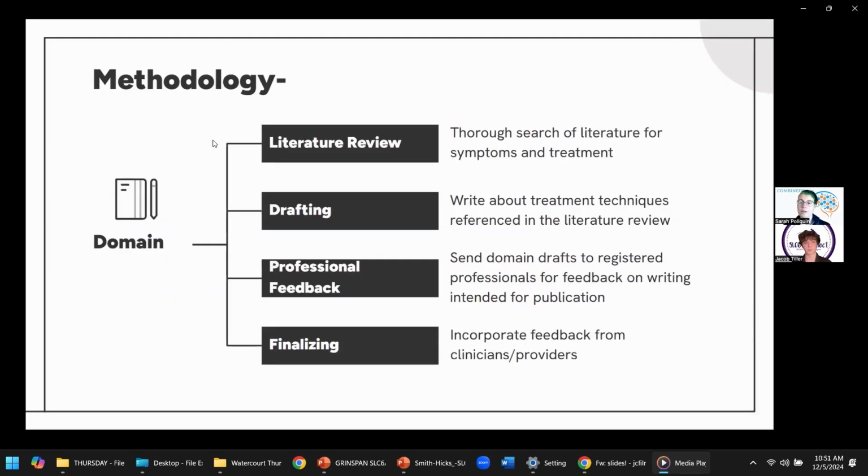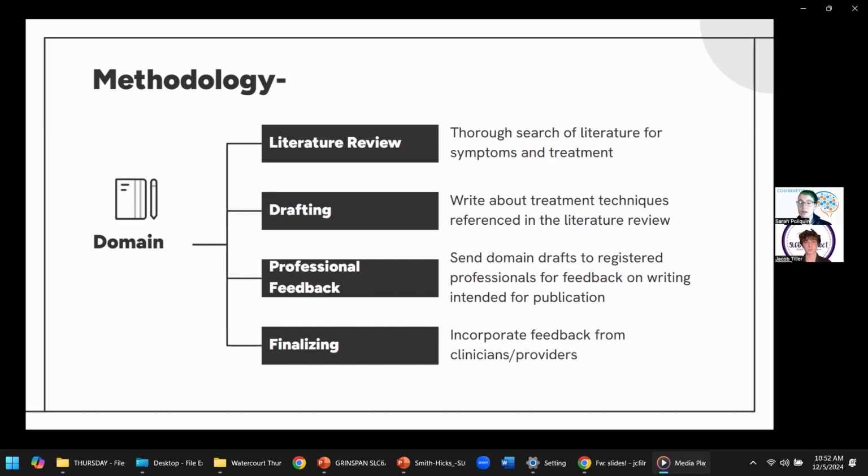So the methodology for how we're doing this standard of care is we began with a thorough literature review where we searched for SLC6A1 and looked through all of those publications for mentions of symptoms and how those symptoms are being managed. Then our next step was to draft outlines using this literature review in order to determine what symptoms are currently known for each of those domains, how those symptoms are assessed and diagnosed, and what treatments or potentially lack of treatments there are for each of these symptoms.